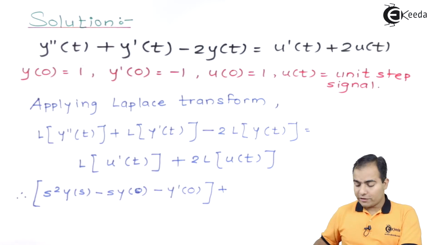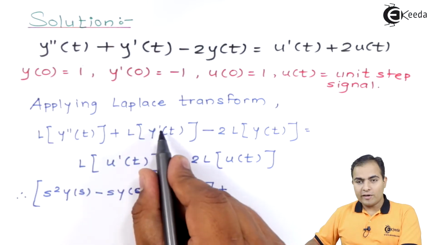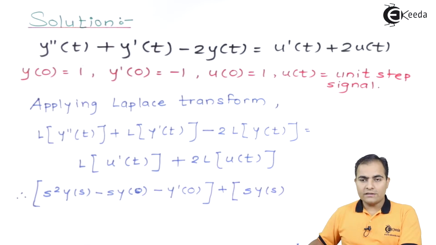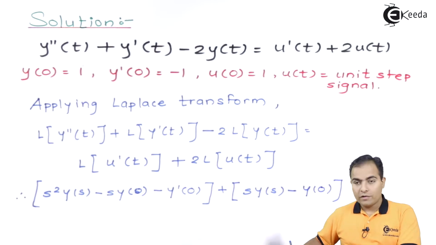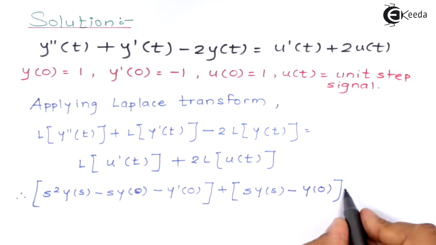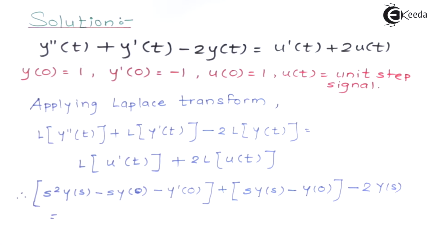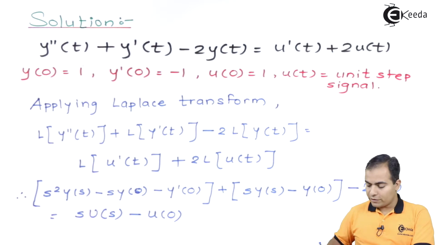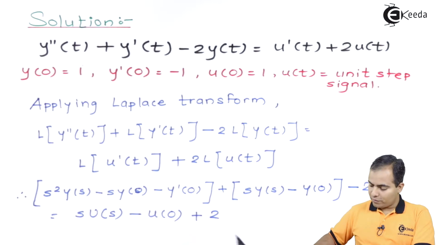Now for the Laplace transform of y dash of t, we have to reduce the power of s, since here we have a single differentiation. So the result is s into Y of s minus y of 0. Then minus 2 into the Laplace transform of y of t, which is Y of s, equal to, look at the right hand side, the Laplace transform of u dash of t, which is s into U of s minus u of 0. And the next one is the Laplace transform of u of t, which is U of s.